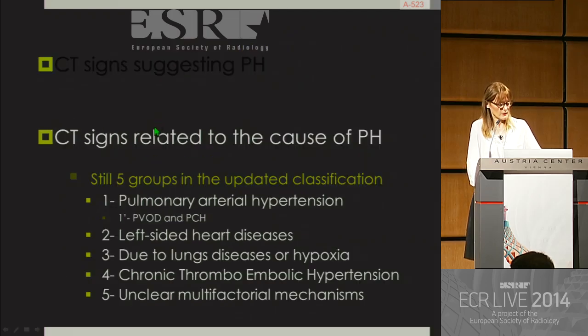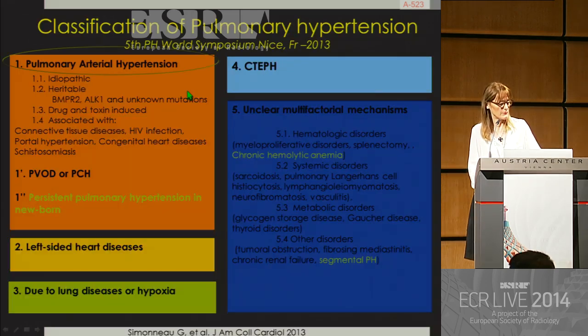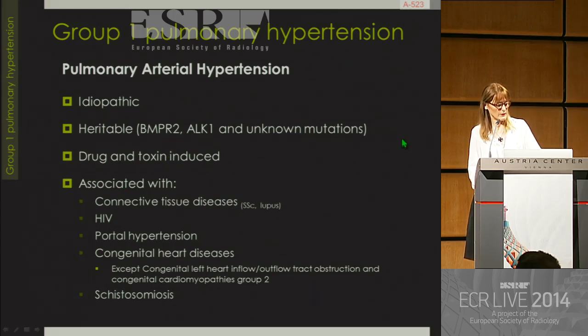So let's move now to CT signs related to each specific cause of pulmonary hypertension. As the previous speaker explained, there are still 5 groups in the recently updated classification, and I will mainly talk about group 1 because the title of the talk is Pulmonary Artery Hypertension. But I will also show you example of group 1 prime diseases and also CT signs that help recognize chronic thromboembolic pulmonary hypertension as a differential diagnosis of group 1 diseases. So this has been already explained by the previous speaker.